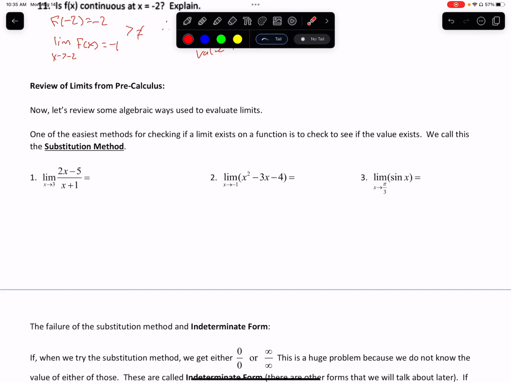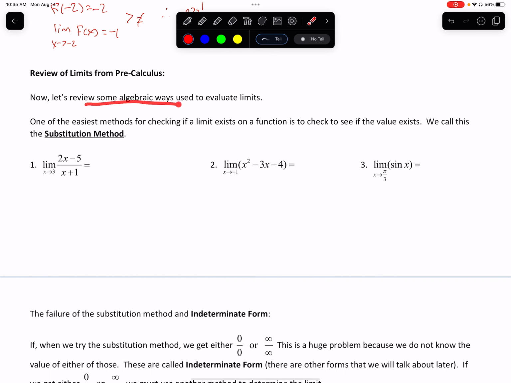Right, welcome back. We're going to continue our review of pre-calculus limits. So we're basically covering everything you learned last year in limits in about a day here. So let's review the algebraic ways now to look at limits.